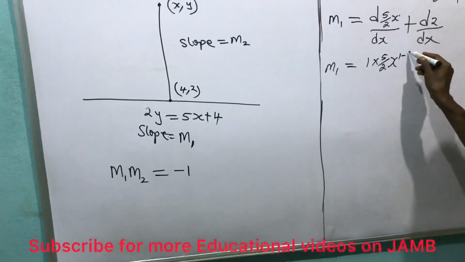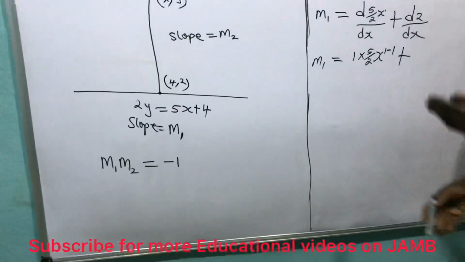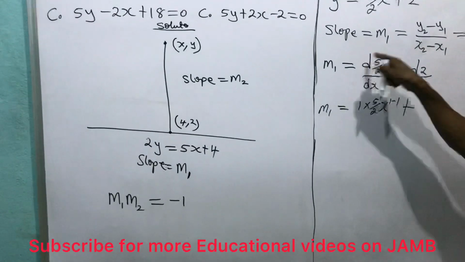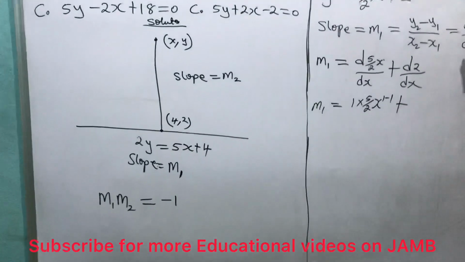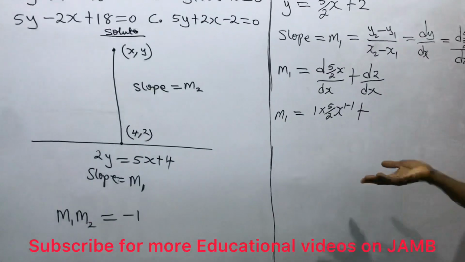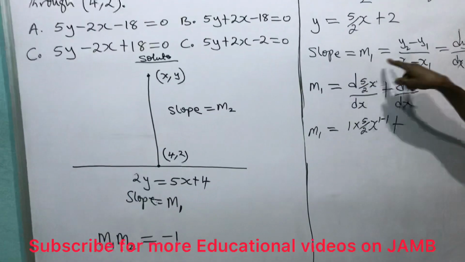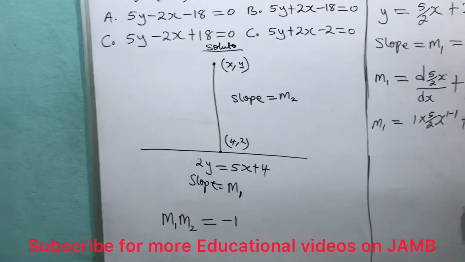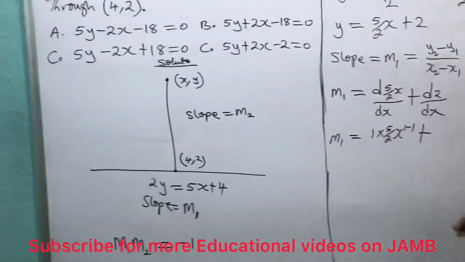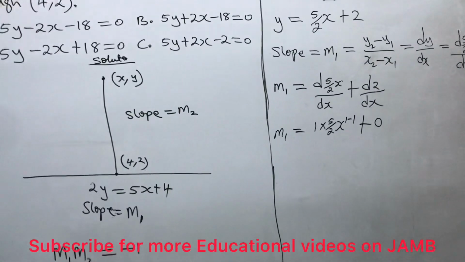x raised to power 1 minus 1, plus differentiating this one, it does not contain x. When I say dy over dx, it means differentiate y with respect to x. Any value that doesn't contain x should be 0. In that differentiation, any term that you meet that doesn't contain x, immediately you differentiate it, it's going to be 0. That means that term is a constant. So d2 over dx will give me 0, because 2 does not contain x.